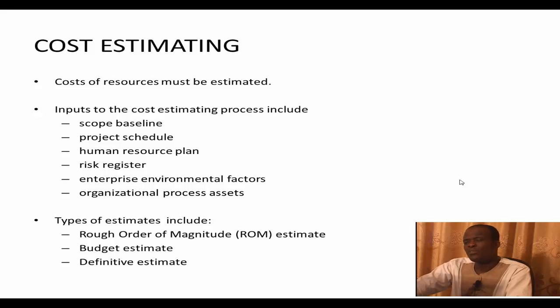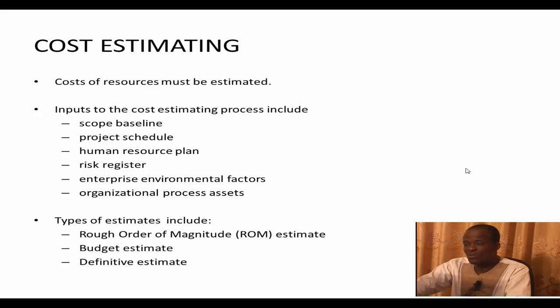And there are a couple of inputs that you need to properly estimate costs of the project. These inputs include the scope baseline, because knowing the scope baseline will give you an indication of how many resources you have to estimate. Then the project schedule, because you must know the timeline within which the project will be done.